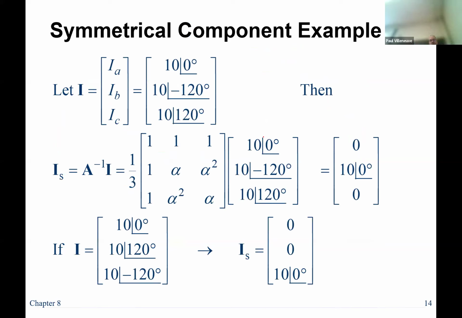All right, so let's do some math. I've got 3 phase currents, and they look perfectly balanced to me, right? All the same magnitude and offset by 120 degrees. Now I'm going to check my symmetrical components. So I'm going to multiply my phase components by the inverse of my A matrix, and I get 0, 10, and 0. What that is telling me is I get 0 for zero sequence, 10 at an angle of 0 for positive sequence, and 0 for negative sequence. Is that what you expect?